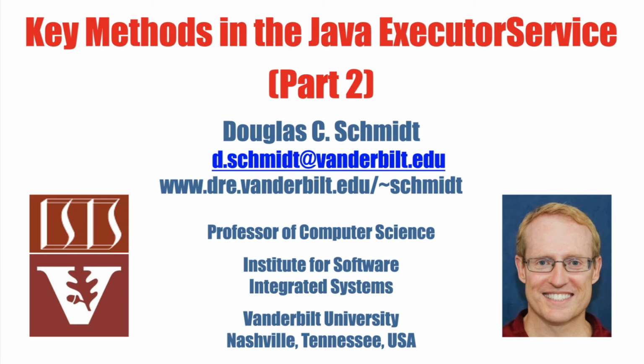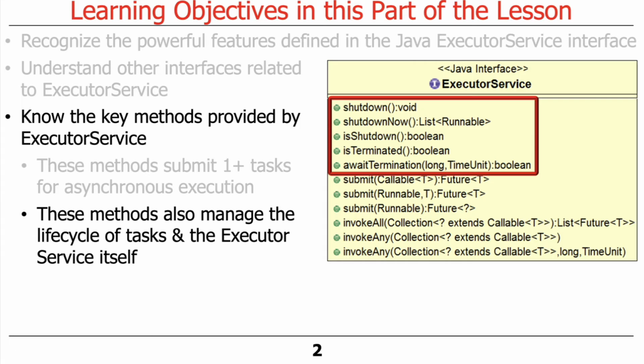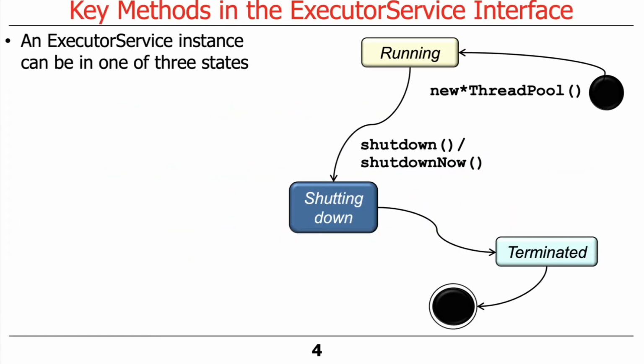We're going to continue our coverage of key methods in the Java Executor Service. If you recall before, we had talked about methods that are used to submit one or more tasks for asynchronous execution with an implementation of the Java Executor Service. Now we're going to talk about some methods that are used to manage the lifecycle of tasks as well as the lifecycle of the Executor Service itself.